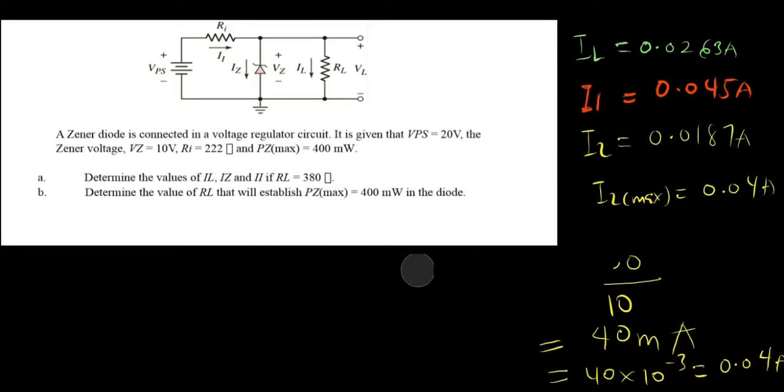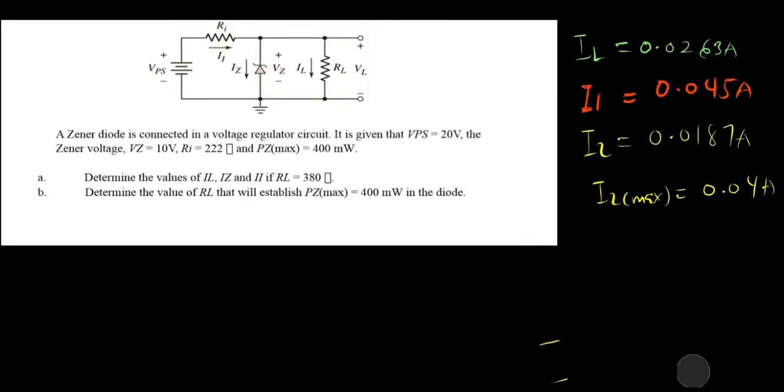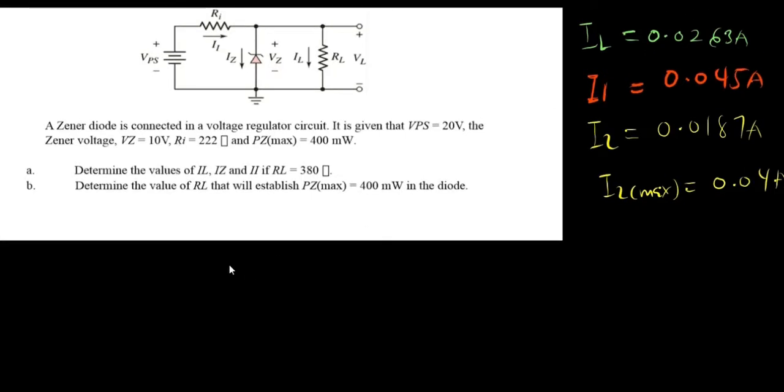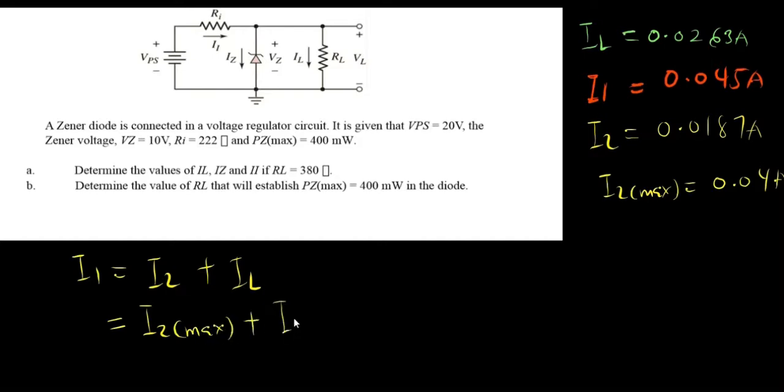So now that you know IZ max, you have to find the value of IL, which will cause the power to be at maximum. What really happens here is that when the power in the Zener diode is maximum, that means maximum current is flowing through the Zener diode. So let's go back to this current formula. You know that I input equals IZ plus IL. When the current in the Zener diode is maximum, then the current in the load will be at minimum. So if IZ here is at maximum, then the current in the load will be minimum.